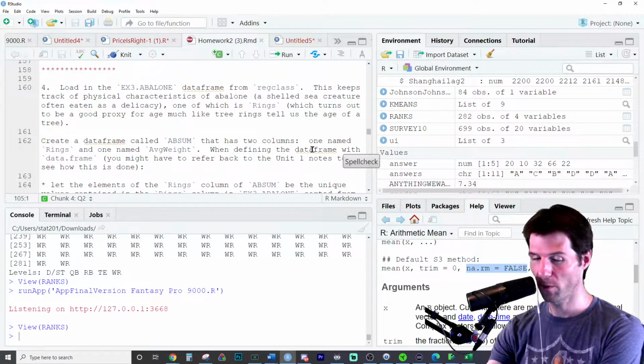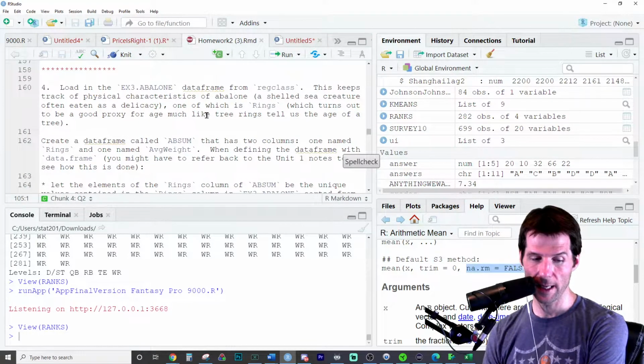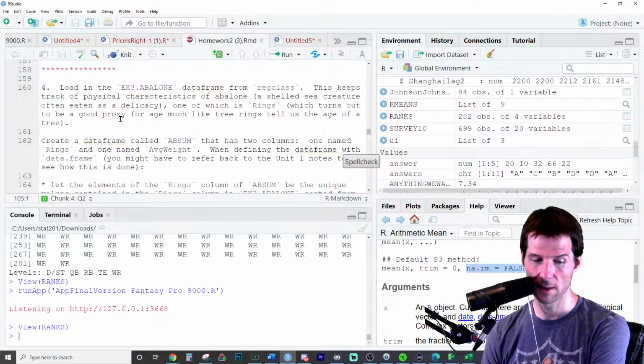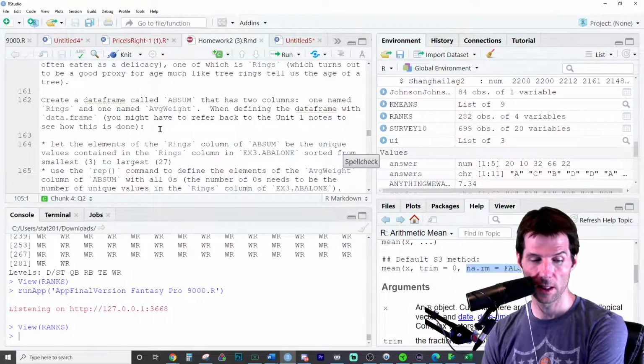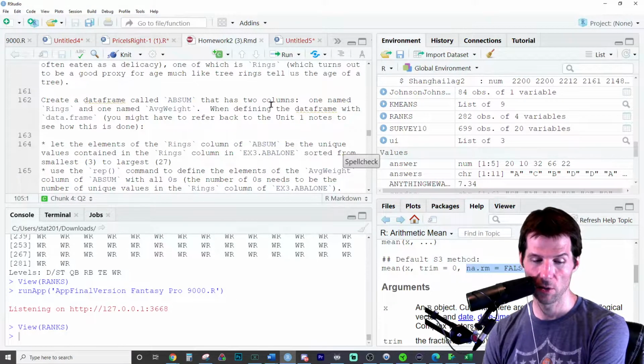So here we are with question number 4. Load in the EX3 abalone dataset. Abalones are a weird creature. They're like a sea creature where we get a shelled creature that often we get the meat from as a delicacy. One of which is the rings, which turns out to be a good proxy for age, much like tree rings. Create a data frame called ABSUM that has 2 columns, one named ring and one named average weight.